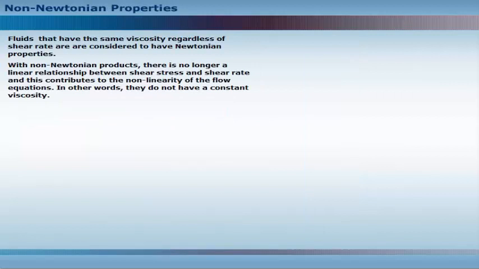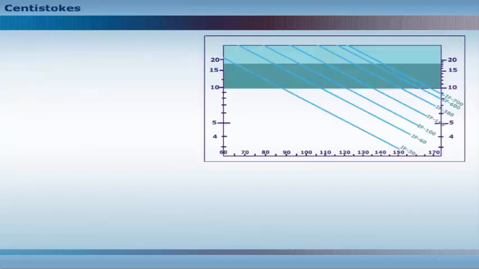higher temperature. Fluids that have the same viscosity, regardless of shear rate, are considered to have Newtonian properties. With non-Newtonian products, there is no longer a linear relationship between shear stress and shear rate, and this contributes to the non-linearity of the flow equations. In other words, they do not have a constant viscosity.